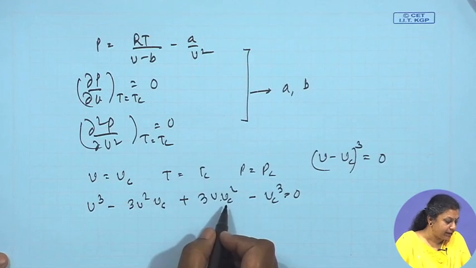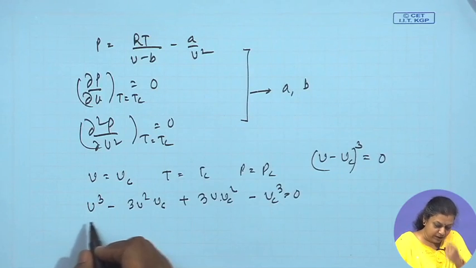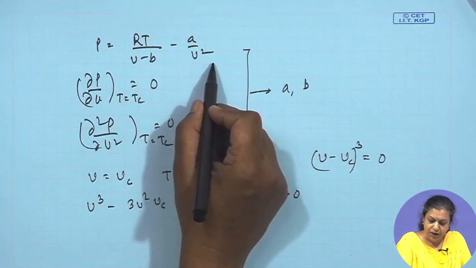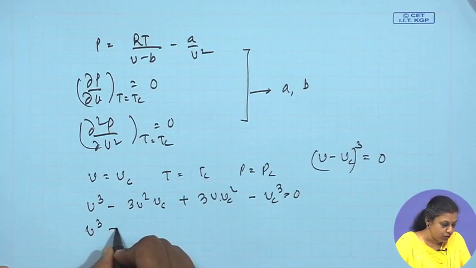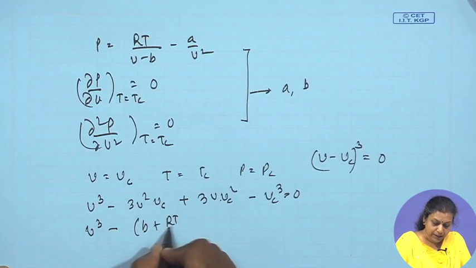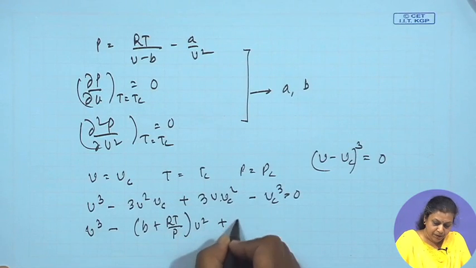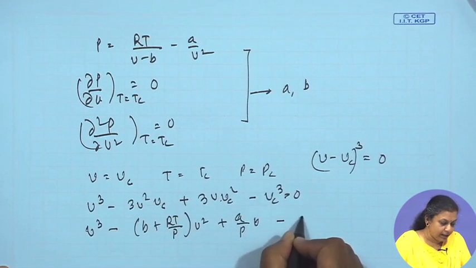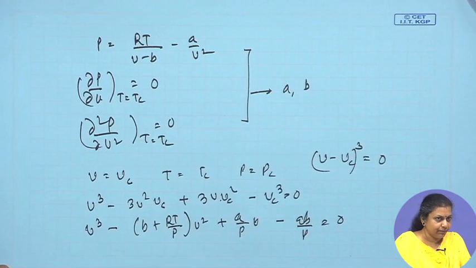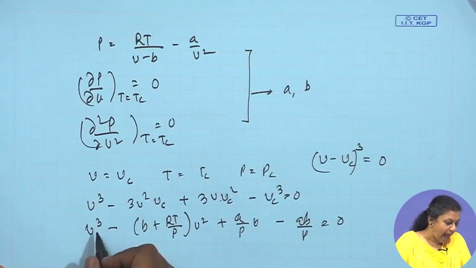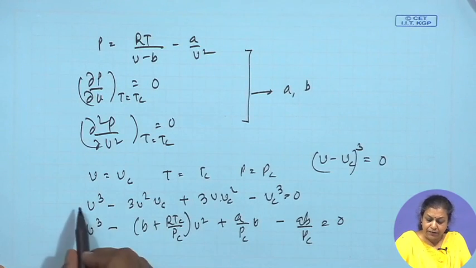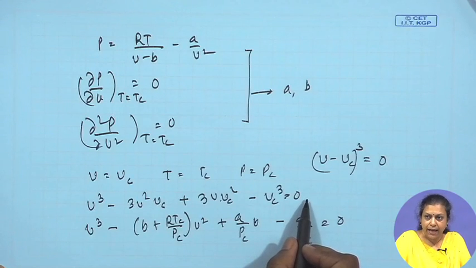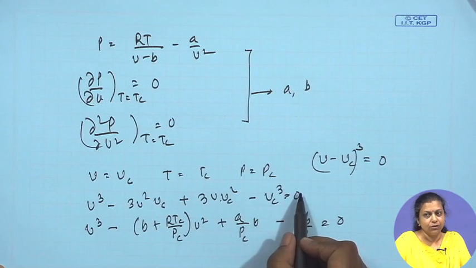And then I have compared this with the original van der Waals equation written in the cubic volume. What is it? This is going to be V cube minus (B plus RT by P) V square plus (A by P) V minus AB by P equals 0. And here we know that at the critical point, what do we have? We have Tc, we have Pc. So, this equation has been written down as a cubic in volume at the condition of V equals Vc.